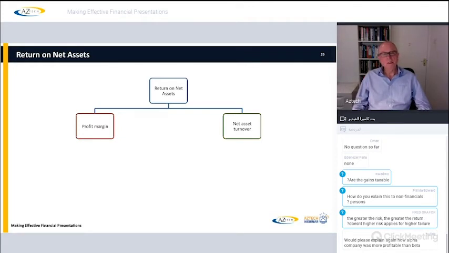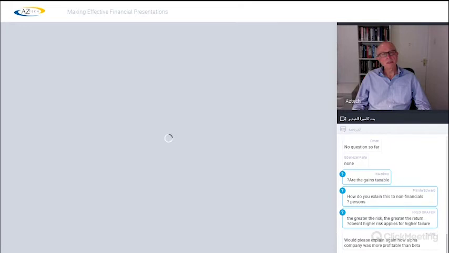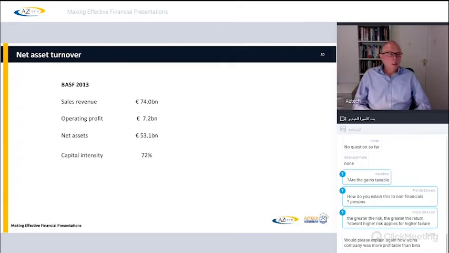What does the net asset turnover measure tell us? Let's look at the illustrations from before. If we look at the German chemical company BASF, sales revenues of 74 billion, net asset investment of just over 53 billion. So to generate sales revenues of 74 billion, BASF had to invest just over 53 billion. So the relationship between those two numbers, the 53.1 represents 72% of the 74 billion. Textbooks refer to that as capital intensity.